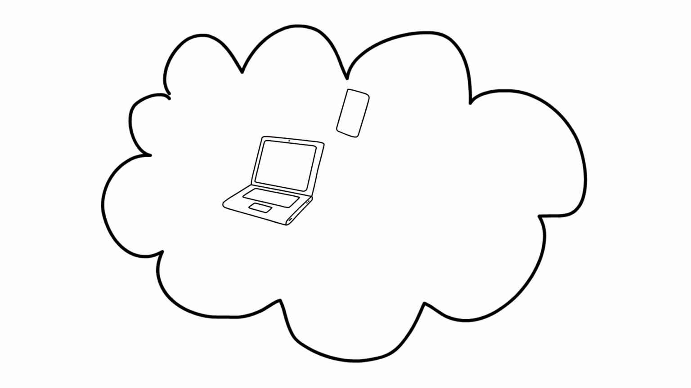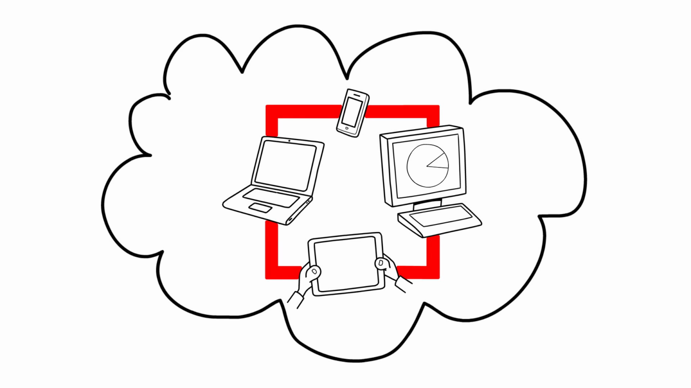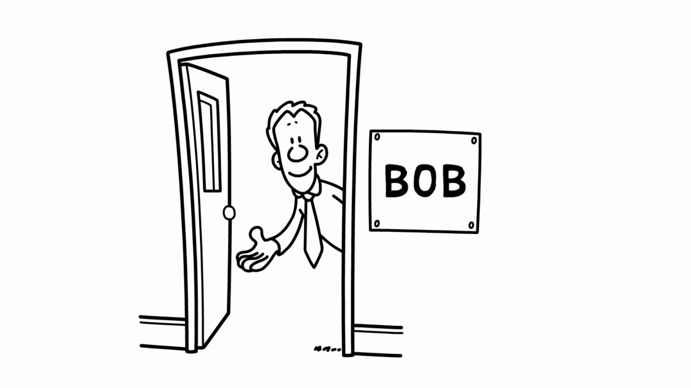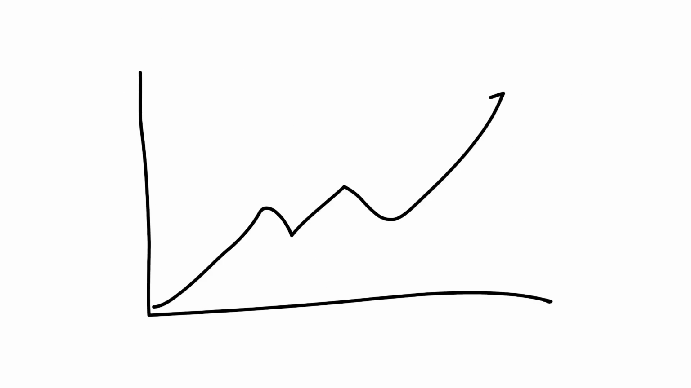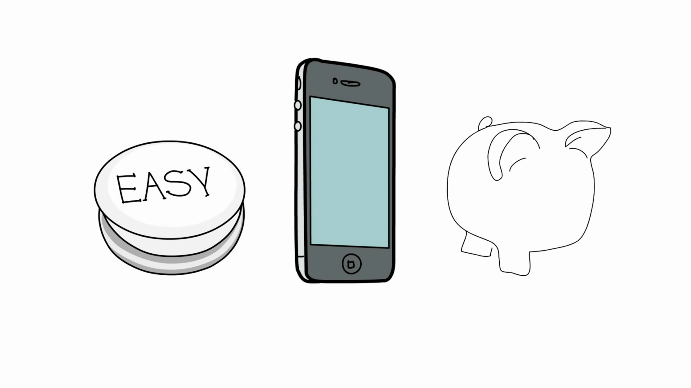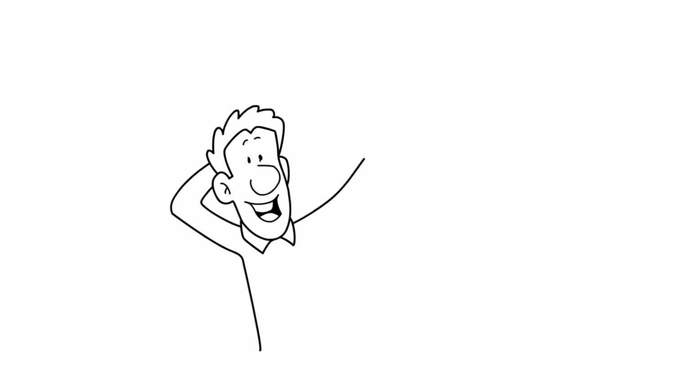Because it's a cloud-based service, Office 365 provides familiar productivity apps on all devices, enabling users to work wherever they are, plus share and collaborate with others in real time, which makes Bob here, a business owner, happy. And with Microsoft's Enterprise Mobility Suite for Office 365, managing mobile devices and securing sensitive data stored on them has never been easier or more affordable. This makes Bob even happier.